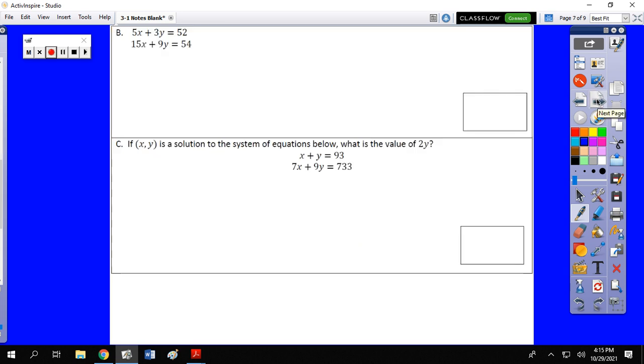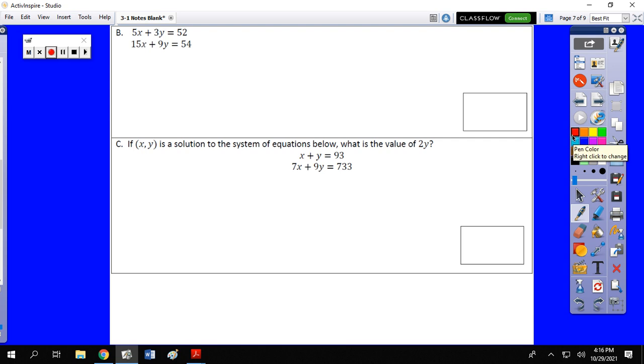Okay, our second example is a little bit more difficult. You'll notice that it is not already ready for elimination, so we just have to make a decision. We have to decide whether we want to eliminate x or y. The good news is it doesn't matter. You can choose to eliminate either variable and you'll get the same answer either way.